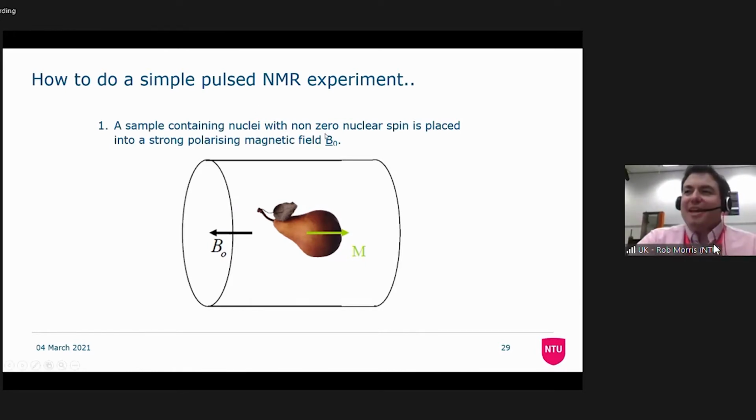So to do an NMR experiment, we start off with a nuclei with non-zero nuclear spin, so in our case protons, and we put it into a big strong polarizing magnetic field and wait long enough that our spins become polarized. Not very many of them, so we're looking at 0.00001 or 2% at 1.5 Tesla, so it's a tiny quantity. We will then get bulk magnetization, so everything lined up together-ish, which we call M, and that's opposing B0.